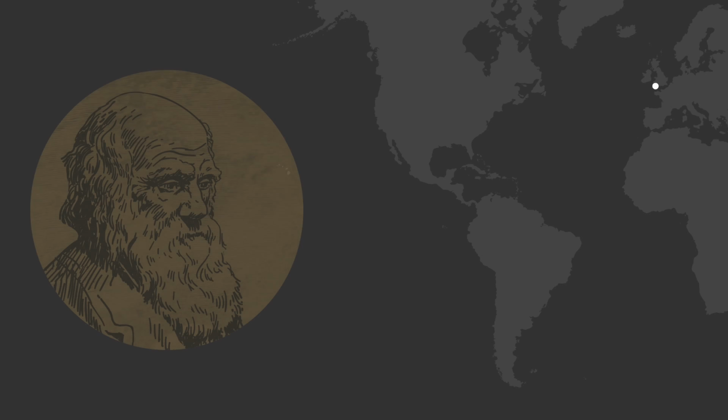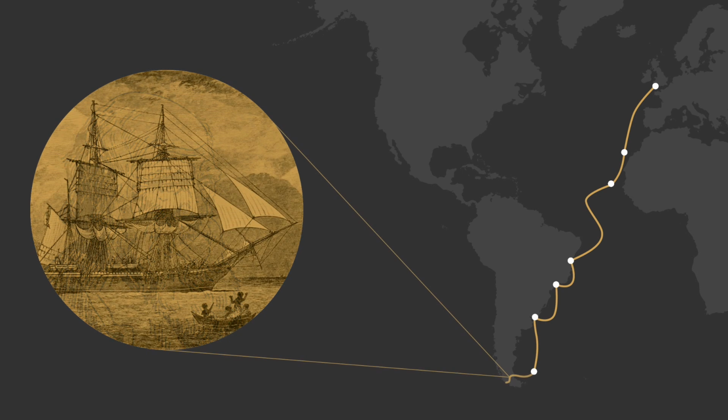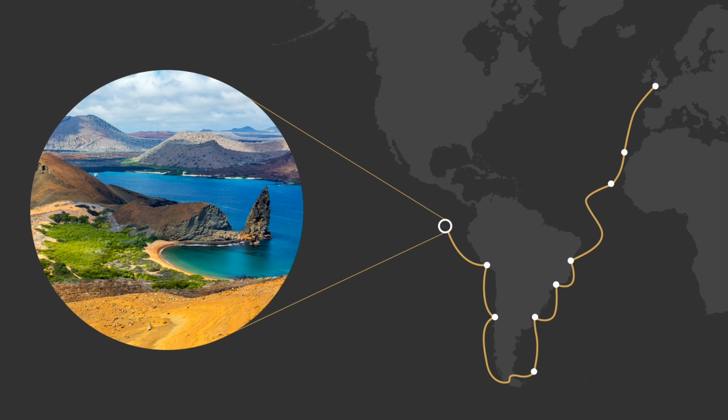To understand how, we must take a trip back to the early 1830s, when Charles Darwin sailed around the world aboard the HMS Beagle. One of the stops on the voyage was an archipelago known as the Galapagos Islands.